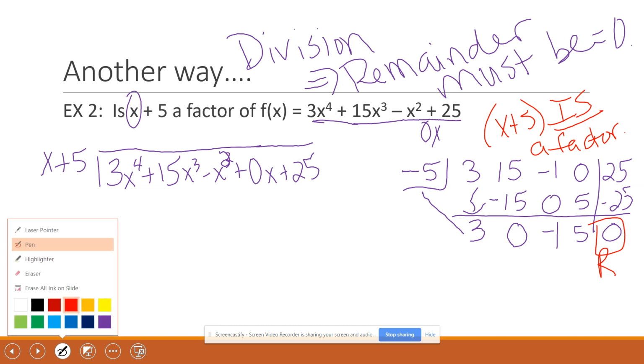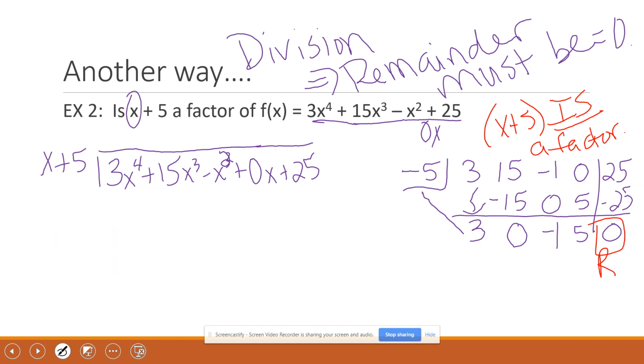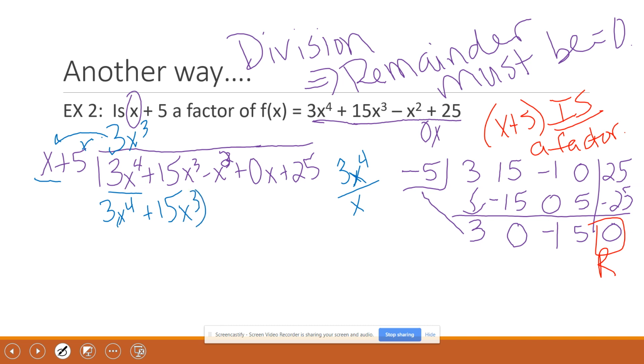Just to review the long division over here real quick, remember we always start with those first terms: x to the 4th divided by x, which is 3x cubed. Distributing the 3x cubed, we have 3x to the 4th plus 15x to the 3rd.